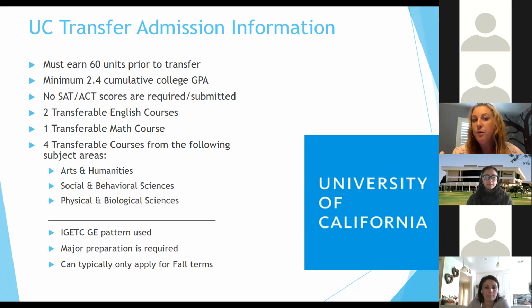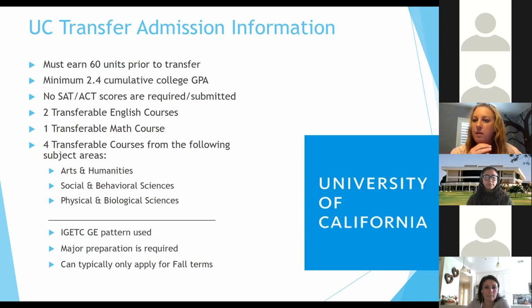Now, of the 60 units, the question is, what should those 60 units be? You want to be smart about which classes you take. You don't want just any 60 units with a 4.0. You're not going to get in. You have to have the right 60 units. And there's a minimum. You'll see on the screen, everyone's going to have at least 1 math, at least 2 English courses, at least 4 from our general education areas. And then the additional general education and major prep, what we call the lower division courses.